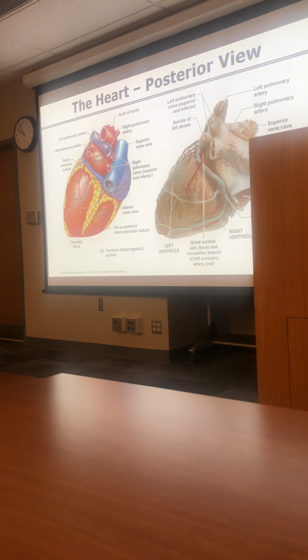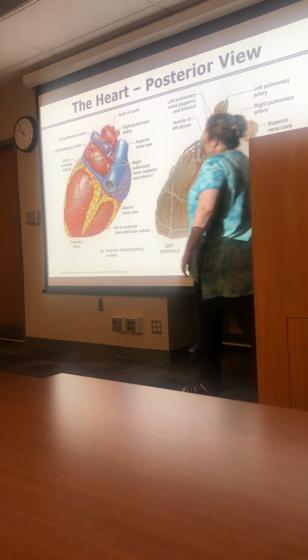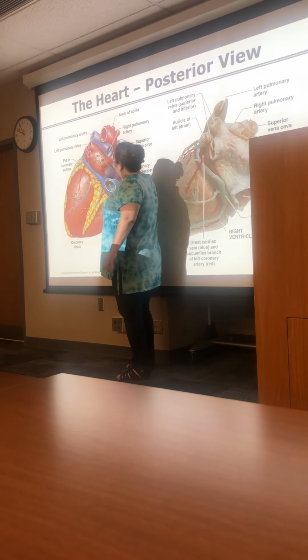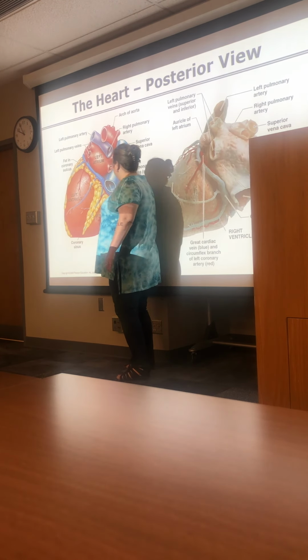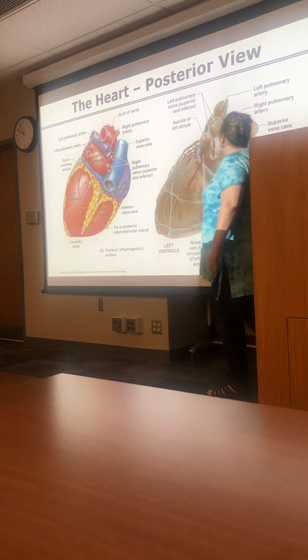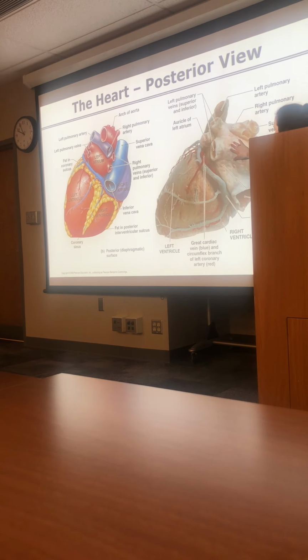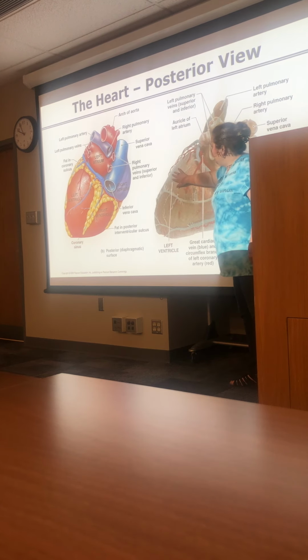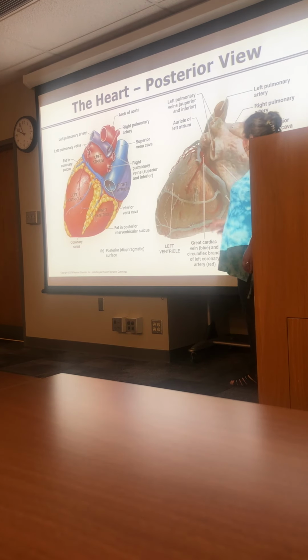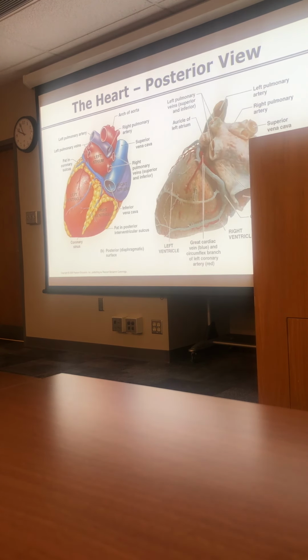Posterior view. From the posterior view, you get a much better look at the different atria. We're going to see that this is the right atrium, left ventricle, right ventricle. So in the actual dissection, this is your left atrium, this is your right atrium, and then we have the left ventricle and the right ventricle. Questions?